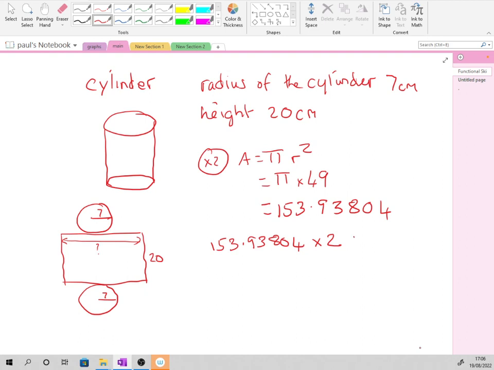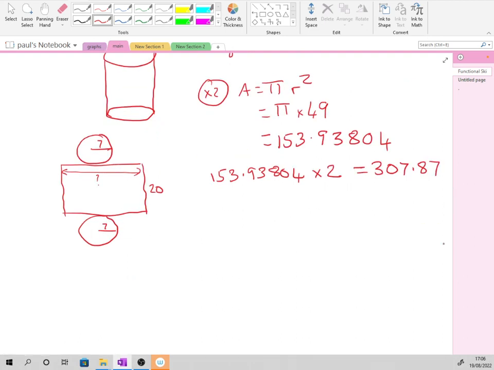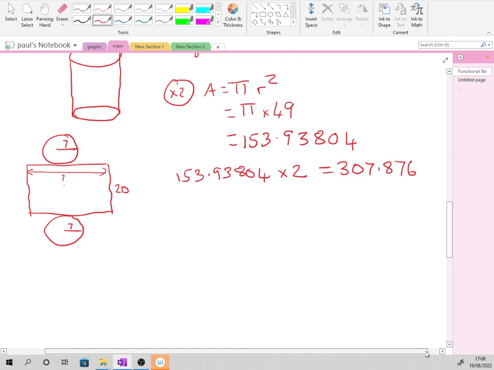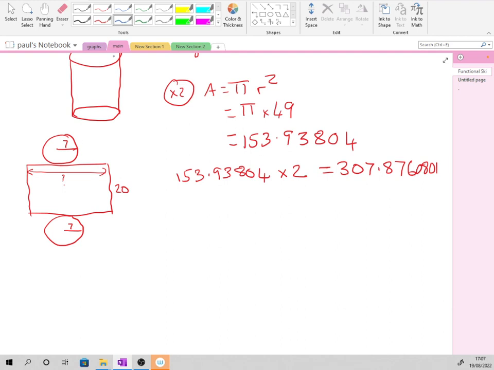So then I've got 307.876, 0801. Right, so that's the area of the top and bottom. Now, how do we find the area of this big rectangle shape?